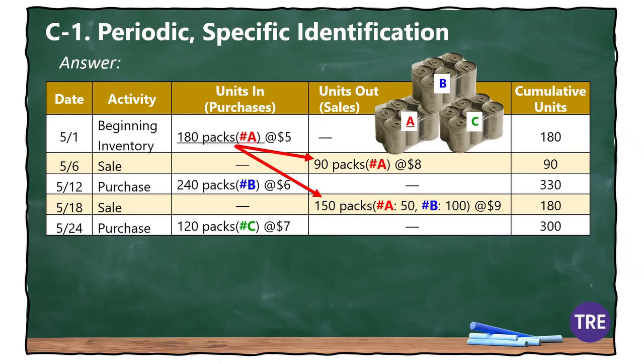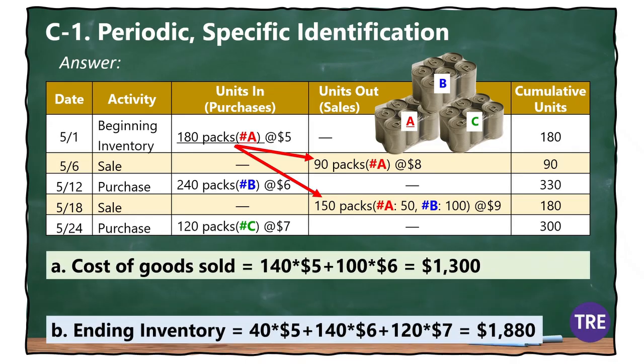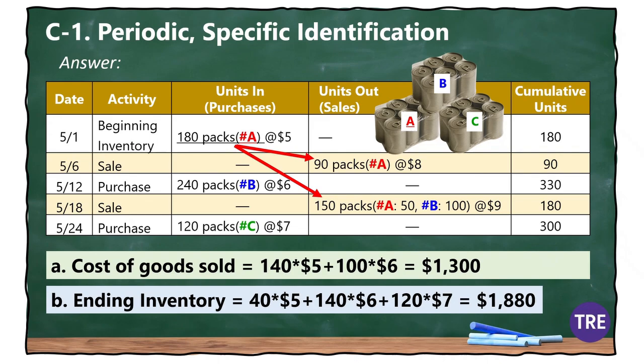EcoMart begins with batch A at $5, purchases batch B at $6, and later batch C at $7. From the sales record, we know that 140 units came from batch A and 100 units came from batch B. That gives us the same total COGS of $1,300. The remaining units, 40 from A, 140 from B, and 120 from C, make up the ending inventory, valued at $1,880.